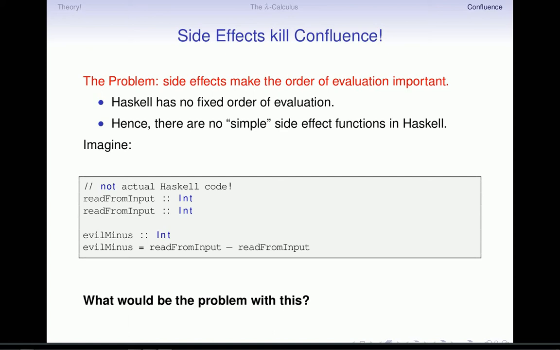So imagine we had actually some Haskell function that is called read from input and returns an integer. We could then have a function called evil minus that also returns an integer, and the definition of evil minus would just be read from input minus read from input. What would be the problem with this?